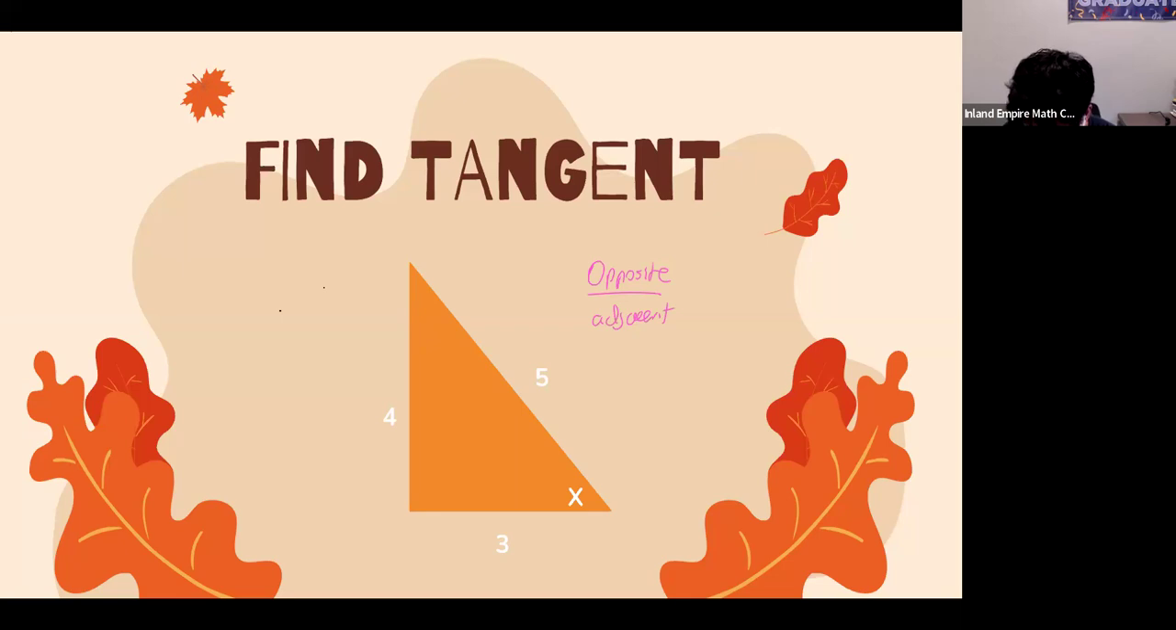Well, let's identify our angle first, right? So our angle is x. That's our unknown angle. And so we're trying to find tangent of x. If we look at this over here, we know that tangent is opposite over adjacent. Our opposite side to x is this length of 4, so I'm going to write that on top. And then adjacent is the length that is closest to x, which is this 3 over here. And so tangent of x is 4 over 3. And you're right, Koharu. Good job.